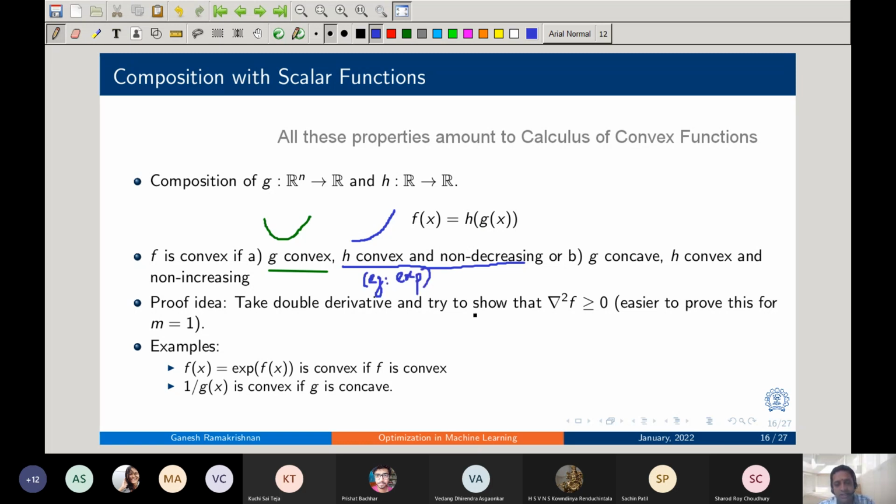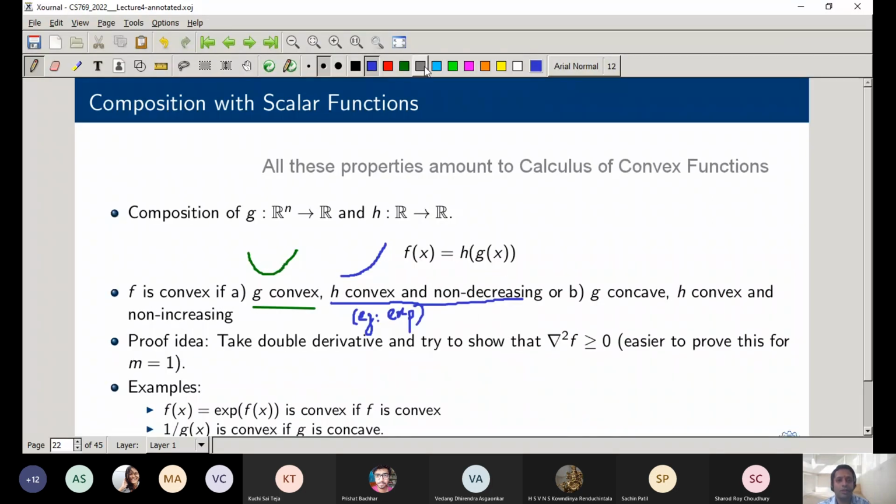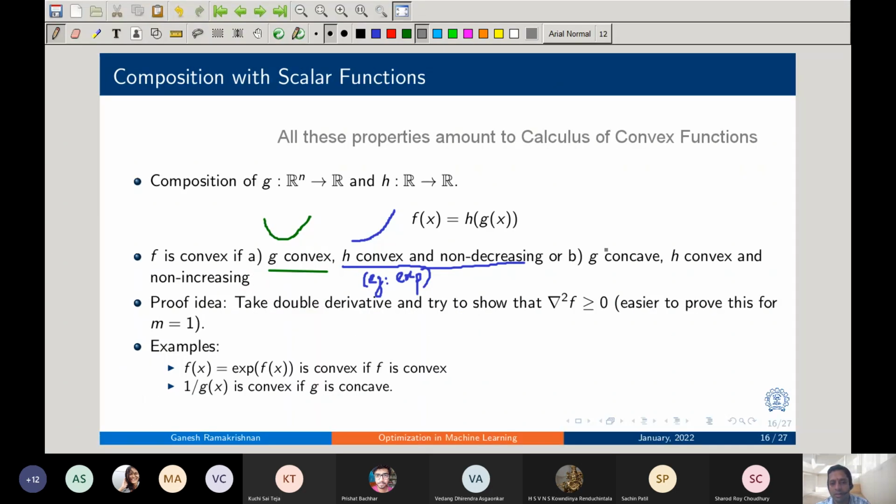or there is another set of possible complementary conditions. G is concave. H is convex and non-increasing. H should be again convex, but non-increasing, and the typical example for us is minus log x, which we saw on the previous slide. So H is convex, but it's like this.